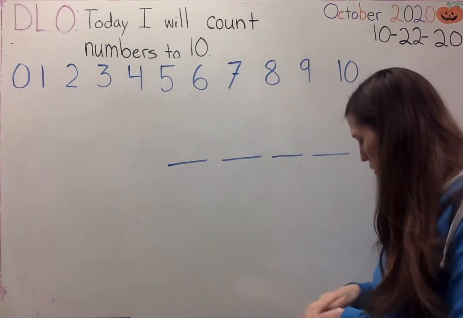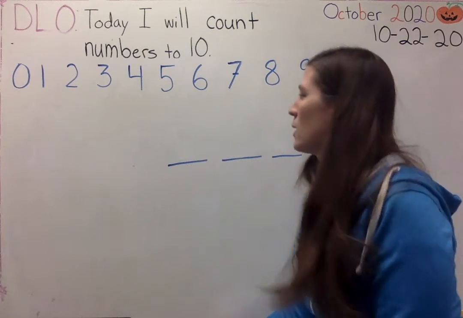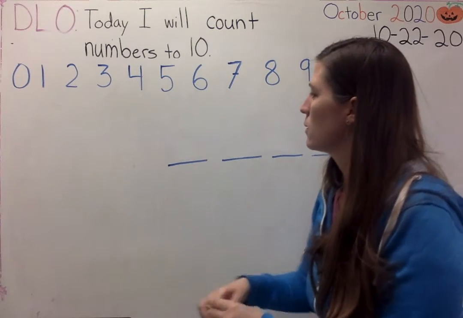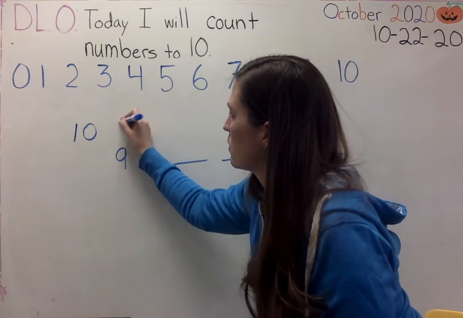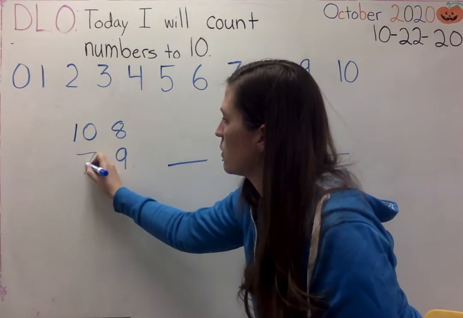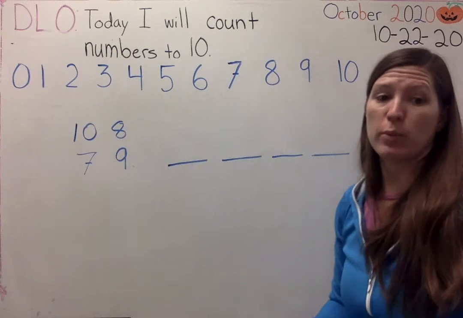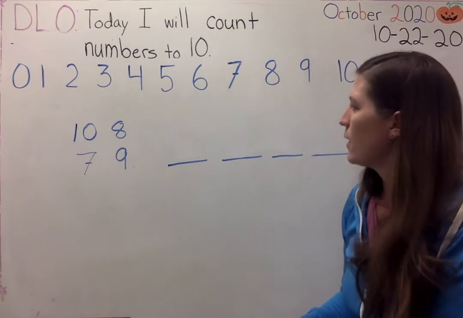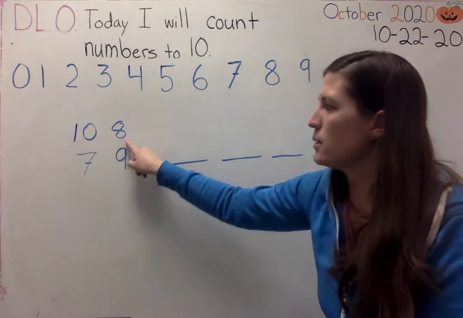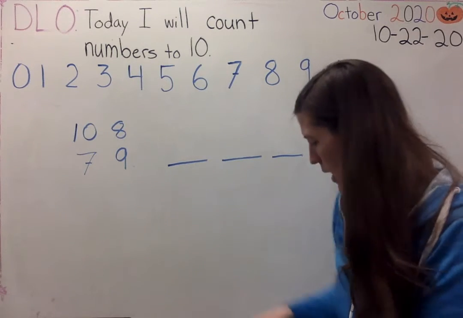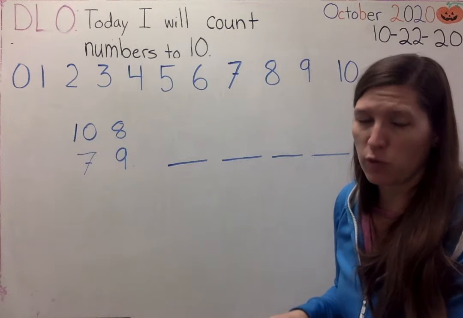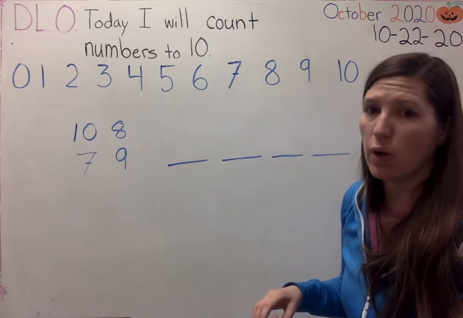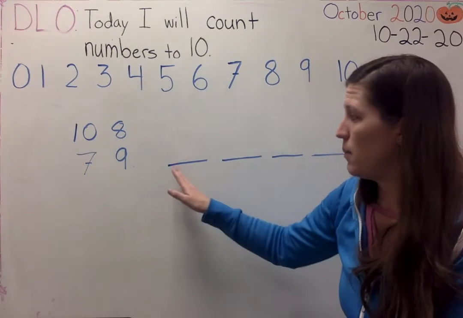All right, let's do another set. All right, here are my new numbers: 10, 8, 7, 9. I'm going to use my magnets to mark them. You could use your flippy chips or a penny to figure out which one we'll start with.